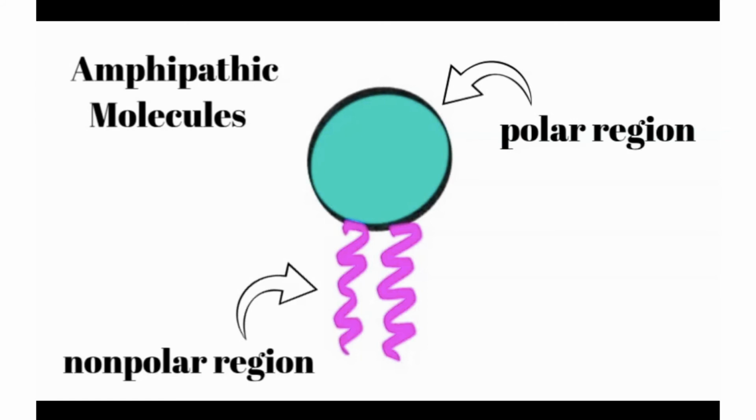The head of the phospholipid is polar. It is the polar region of this molecule because it has a positive part to the phospholipid head and a negative part. So the head itself is polar, but the tails, these purple tails here, are composed merely of carbon and hydrogen, making them nonpolar. So an amphipathic molecule has a polar region and a nonpolar region.